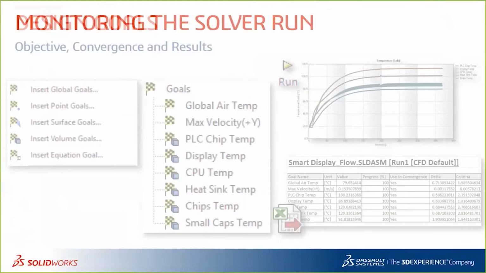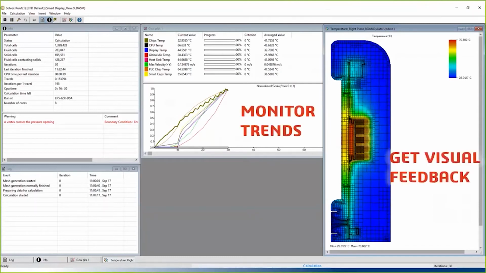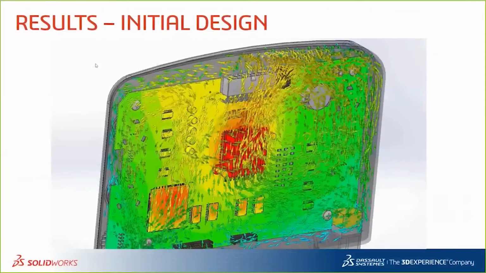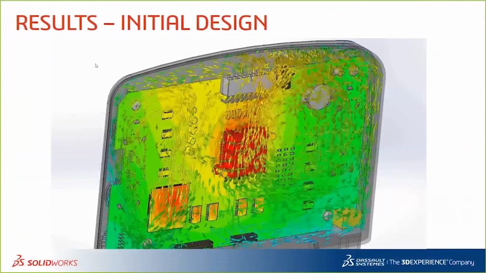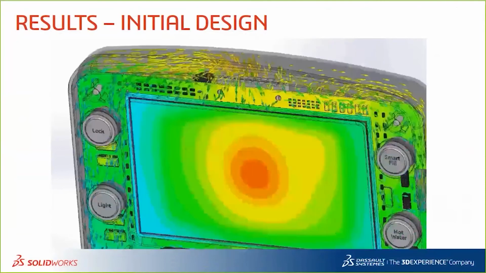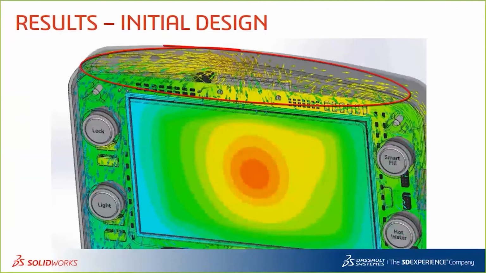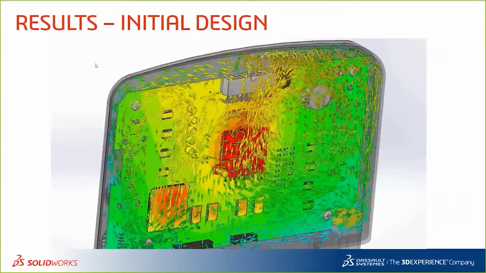And as we are running the analysis, we can even monitor how the heat is building up within the enclosure and how it's dissipating. Once the analysis is solved, you can even view animated plots such as your airflow. So in this case, we can see how the air, and this is simply natural convection, is being transferred within the system.